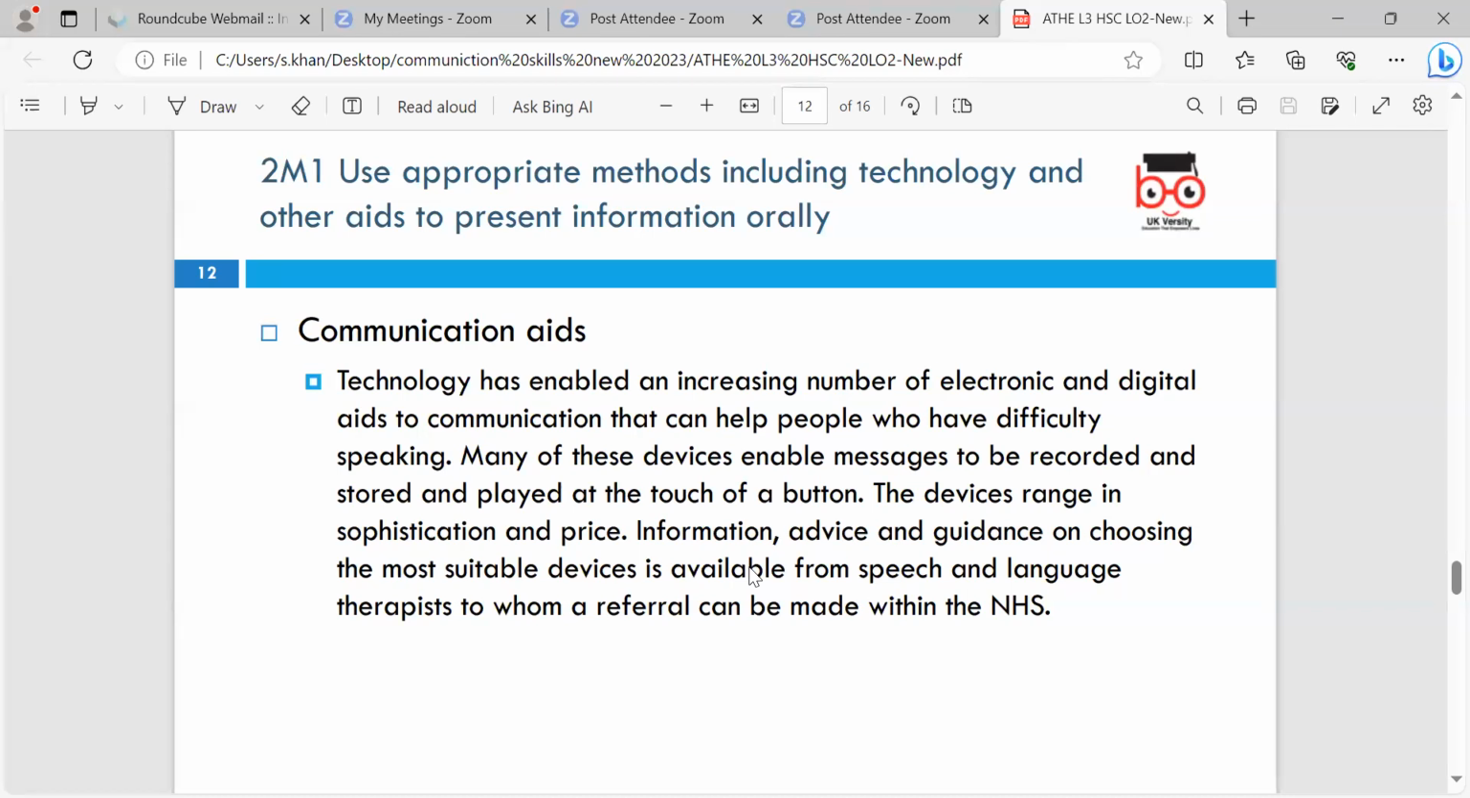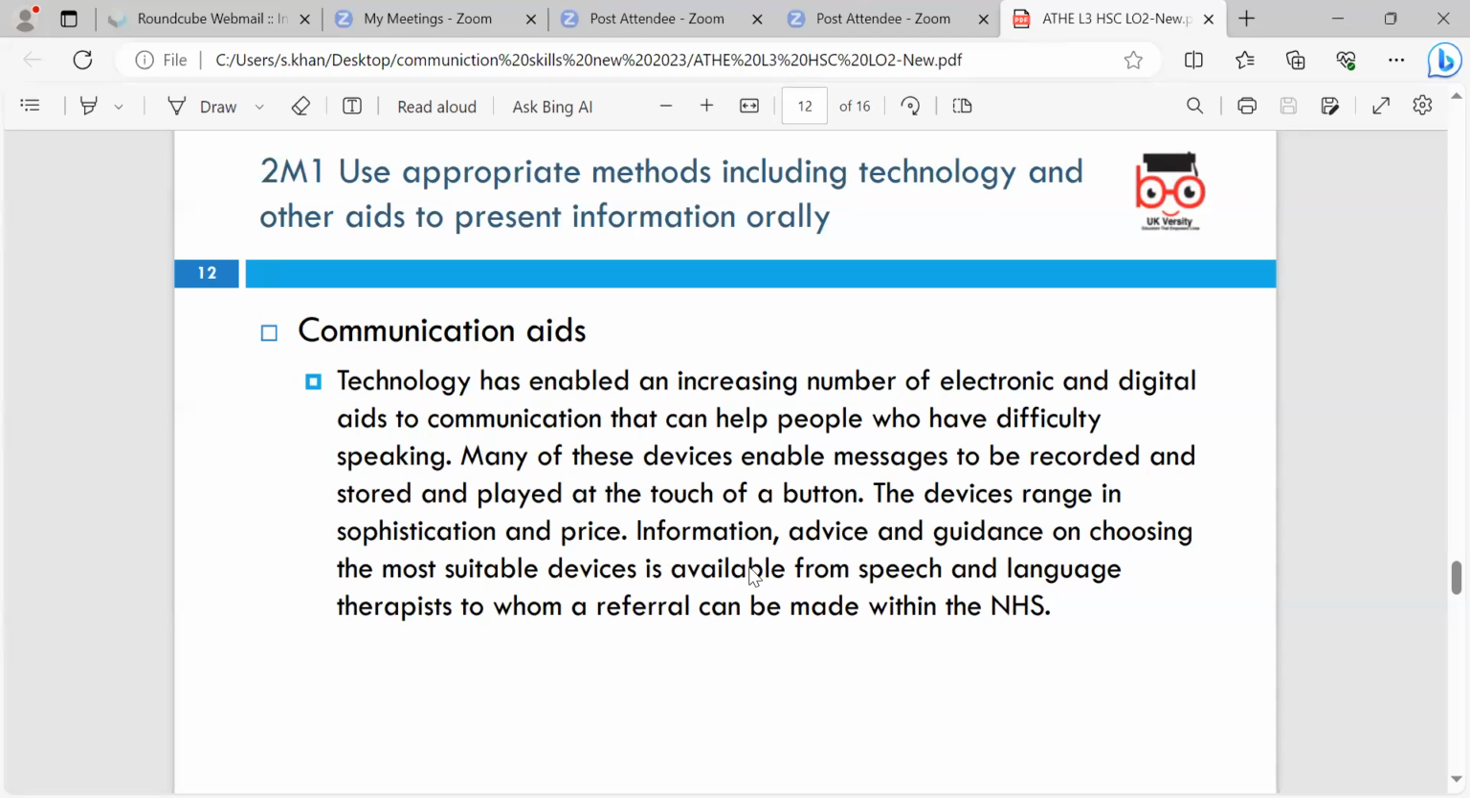So that could be things like, because of technology, some people cannot understand the language very much as well. And maybe Braille. Some people need to have Braille, or maybe have the loop thing if they can't hear. Technology has enabled an increasing number of electronic and digital aids to communication that can help people who have difficulty speaking.